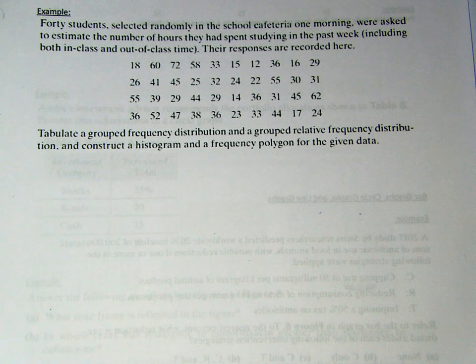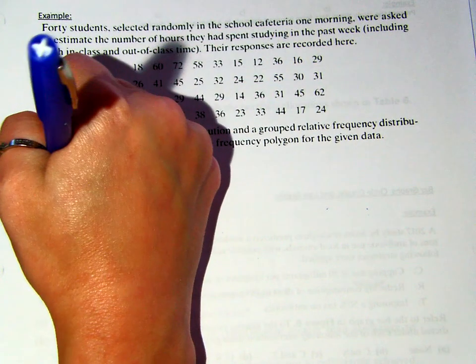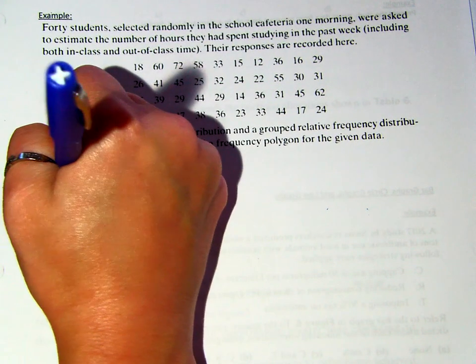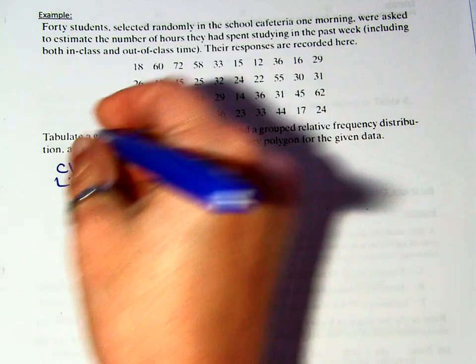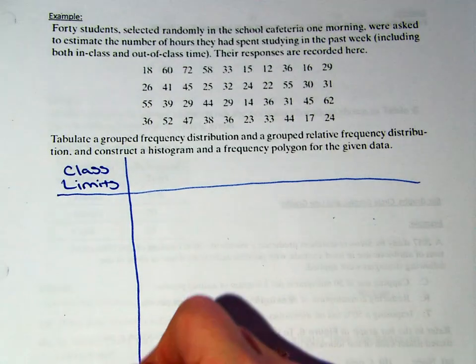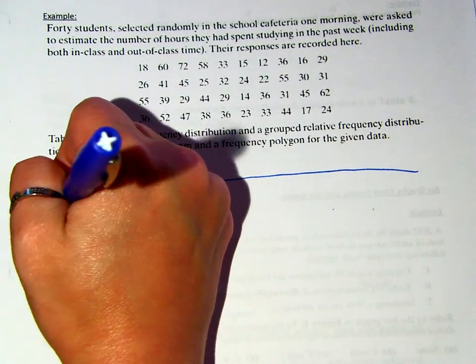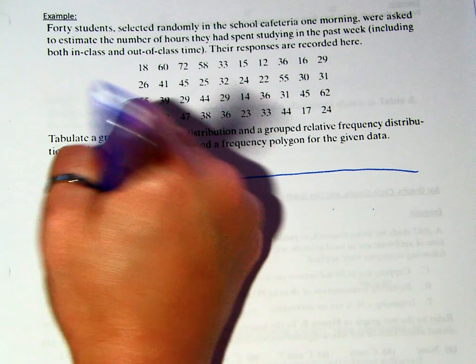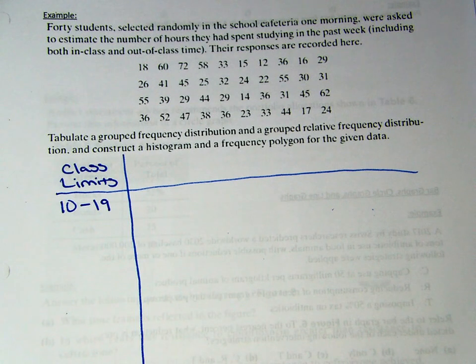So what I'm going to do is break down and make my classes. So I'm going to make class limits. And I know I start at 12 and I go to 72. But what I'm really going to consider is like 10 to 19. I'm going to take these subcategories of 10 numbers at a time. So I'm going to do the teens. Then I'm going to do the 20s and the 30s and the 40s.